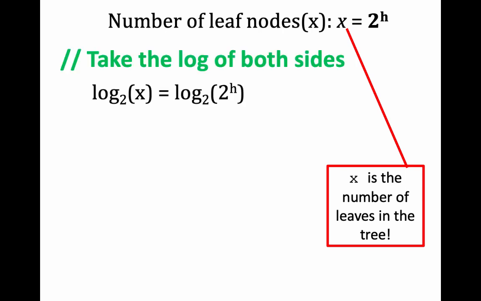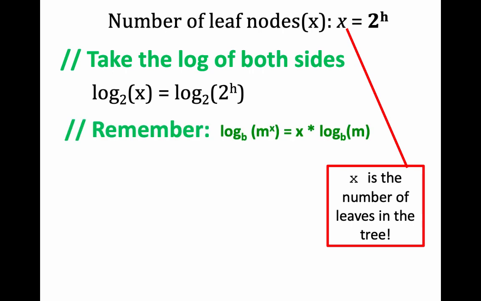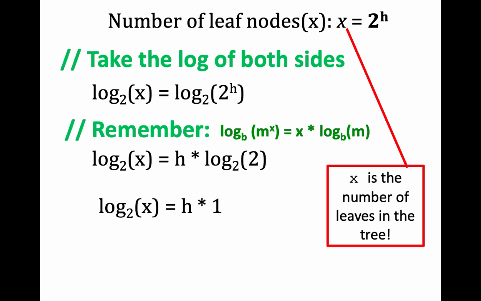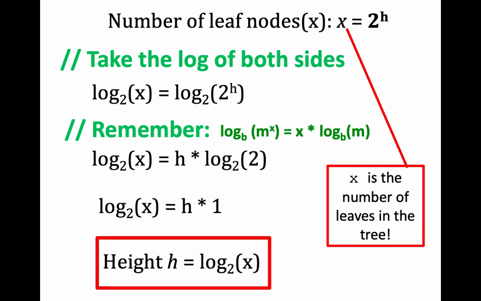is 2 to the h, and if we take the log of both sides, there's this log rule that you might not remember, where when the term inside the log has an exponent, you can actually move that exponent out to the outside. And going back to the original slide, you might be able to prove that to yourself too. Okay, so if we apply that, we can move that h to the outside. So now log base 2 of x is equal to h times log base 2 of 2. Well, log base 2 of 2 is 1, because 2 to the 1 is equal to 2. So here we can see that the height is log base 2 of x, where x is the number of leaf nodes.